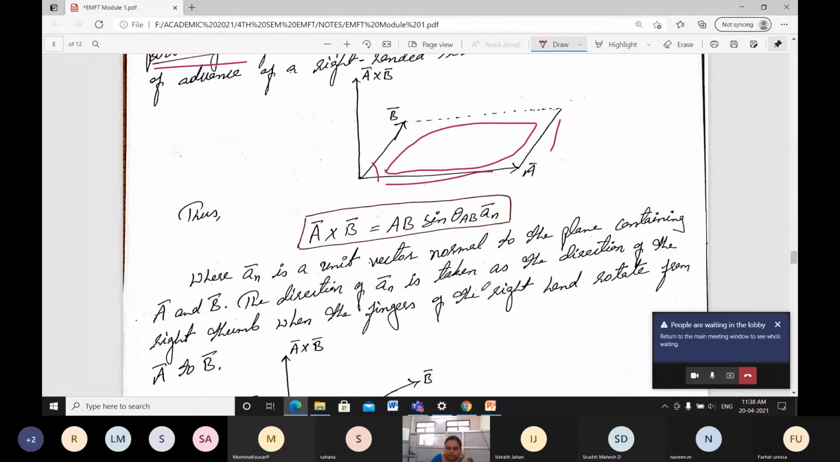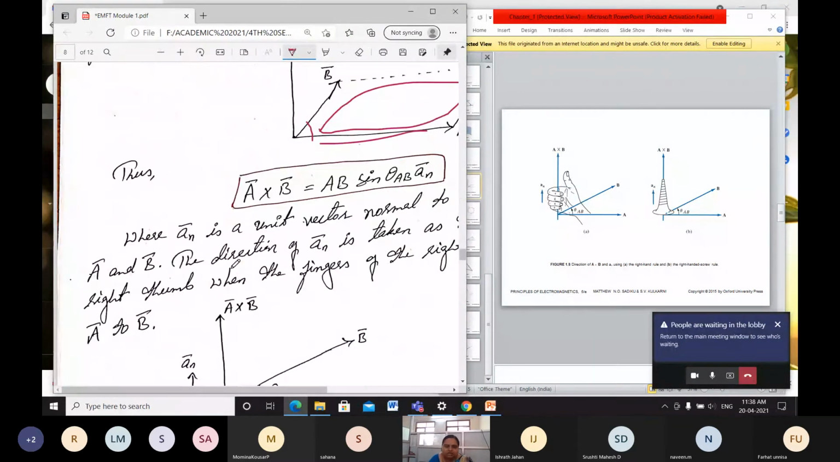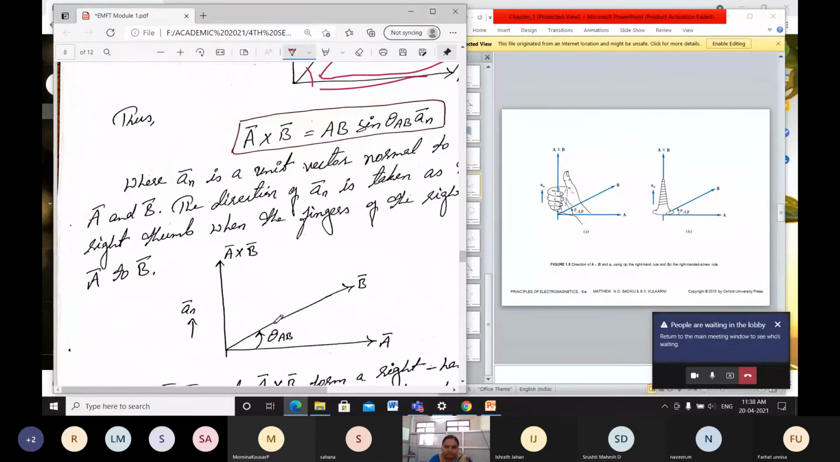The direction of this is shown here. I can't draw the fingers, so I have represented it like this. Here is our right-hand thumb rule. When I fix it here, which direction will it be? Whether the product is positive or negative depends on how I take it, in the clockwise direction.